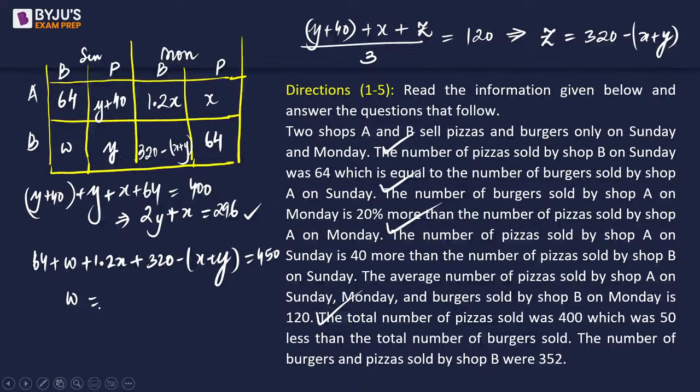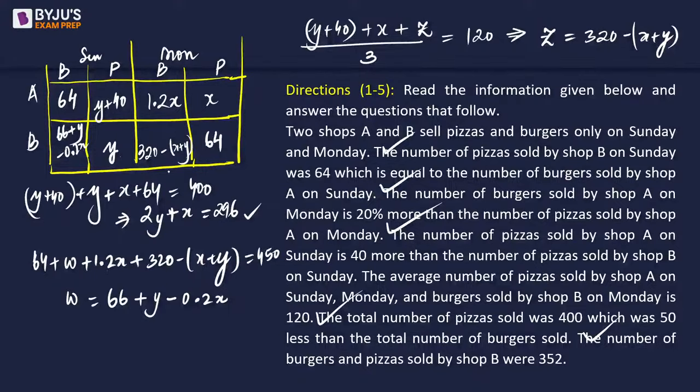384 का मतलब हो गया 66, and then plus 1.2x minus x is 0.2x and minus y either plus y and minus 0.2x. So this is what W is going to become. 66 plus y minus 0.2x. Next, the number of burgers and pizzas sold by shop B.